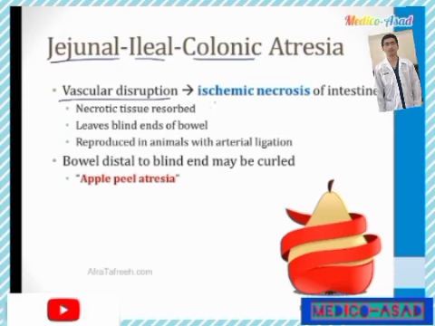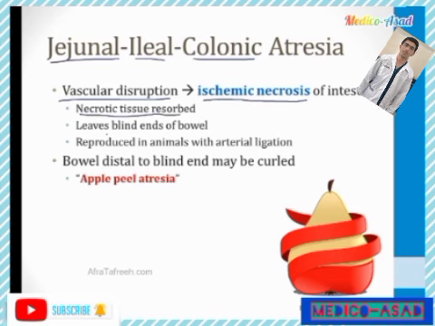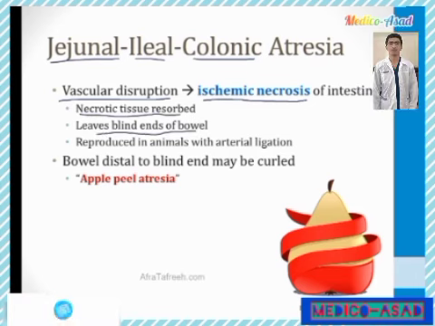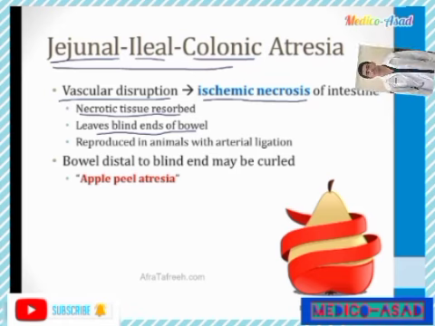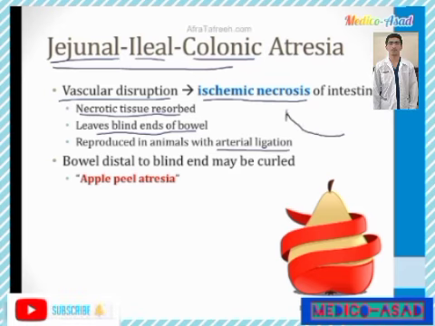What is believed to occur is that ischemic necrosis of the intestine happens, and then the necrotic tissue is resorbed, and this leaves a blind end of the bowel. And the reason this is believed to be the mechanism for atresia in these locations is because atresia in these locations has been reproduced in animals by ligating the arterial supply to these sections of the intestine.